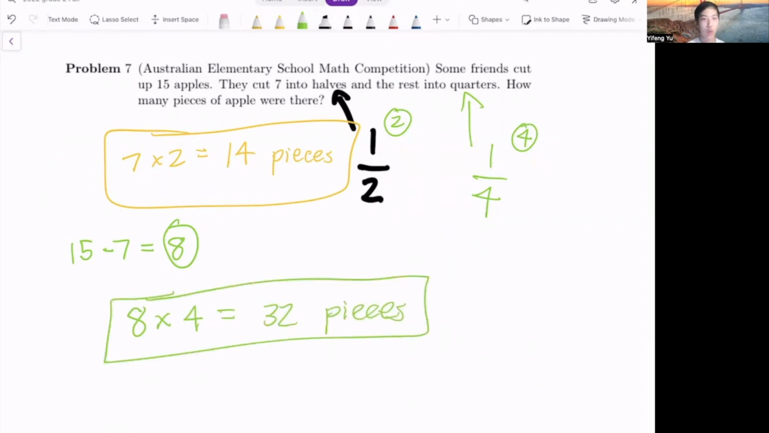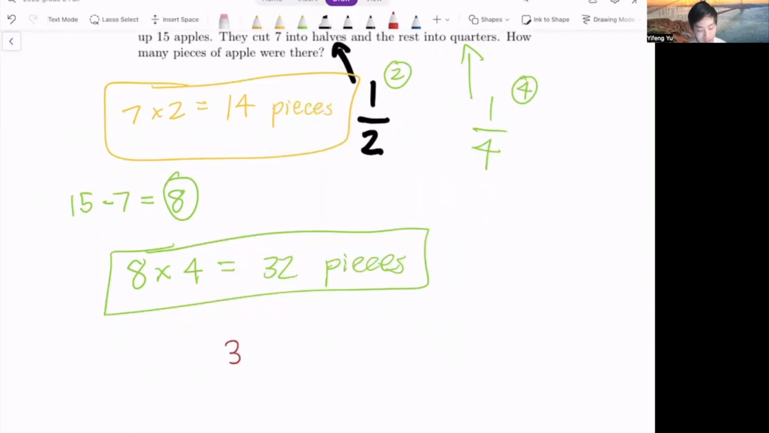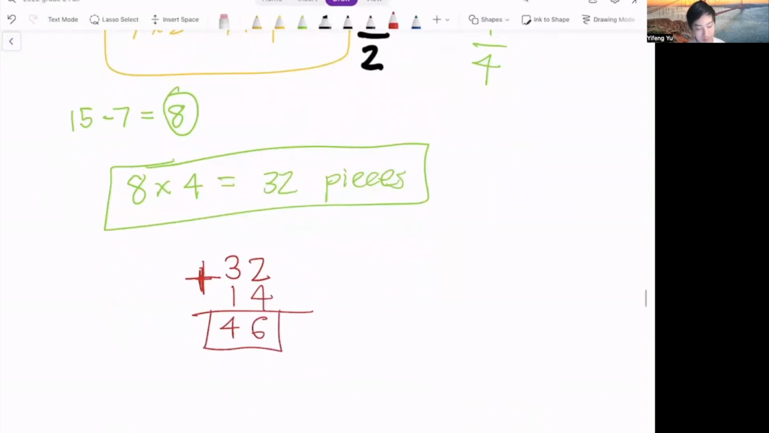Since they cut the rest into quarters, 8 times 4, 32 pieces, and the question asks us how many pieces of apple were there, let's just add up 32 and 14, and that gives us 46. So in total, there were 46 pieces.